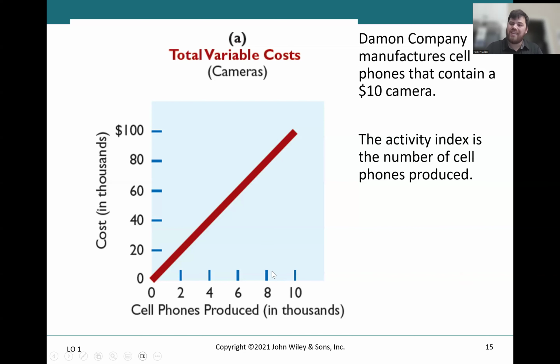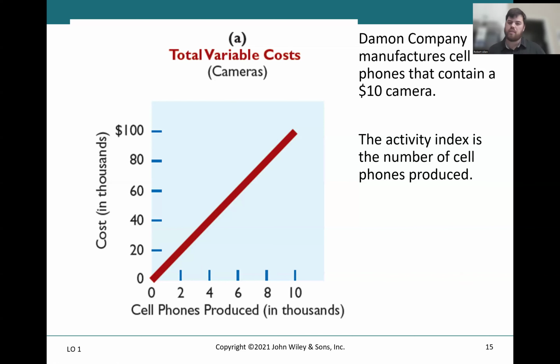This is a directly linear relationship that varies in direct proportion to changes in activity level. Meaning, when I go from, say, 2,000 units to 4,000 units, a 100% increase, my cost increases by 100%. That is a linear proportional relationship.